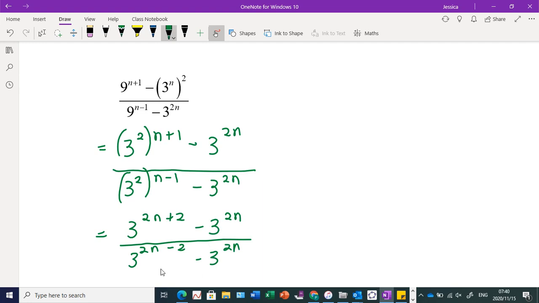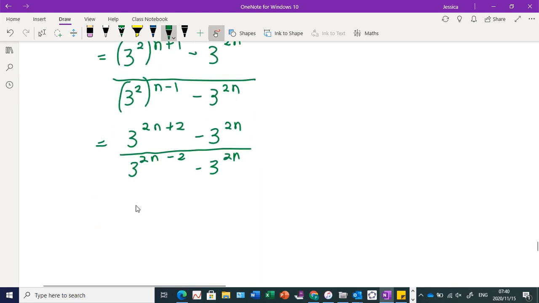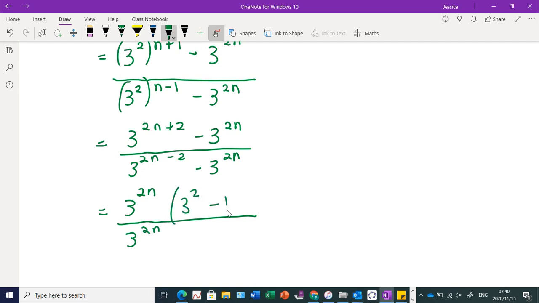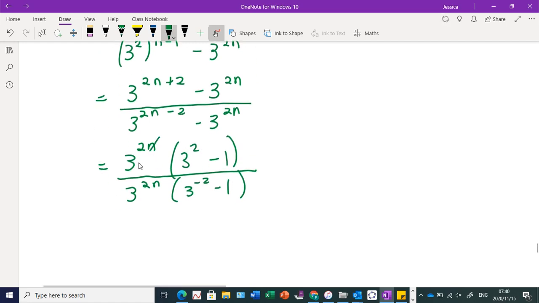Whatever you do, don't start crossing out 3 to the 2n's at this stage, as tempting as it might be. We need to factorize first. So you're going to take out a common factor of 3 to the 2n on both the numerator and the denominator. I'm going to get 3 to the 2 minus 1. And over here, I'm actually going to get 3 to the minus 2 minus 1. Okay, so what's going to happen is I can divide this out, top and bottom. So I actually get 9 minus 1, which is 8. And on the bottom, I'm going to get 3 to the negative 2 minus 1.